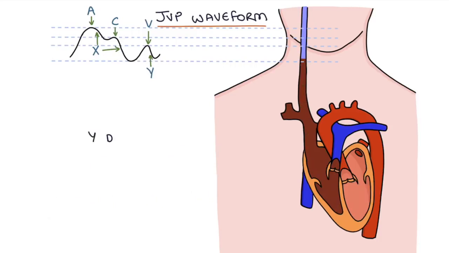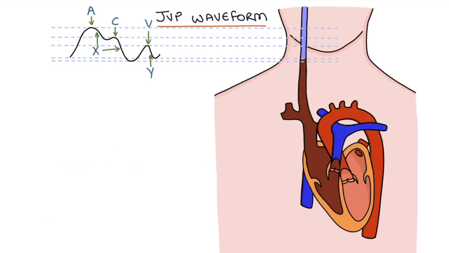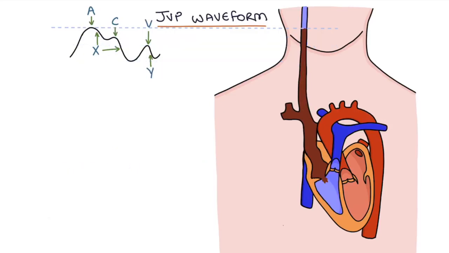And then finally, the Y descent occurs when the tricuspid valve opens and all the blood flows from the right atrium into the right ventricle. And this emptying of the right atria causes the JVP to fall. At this point, the whole cycle restarts and the atria contracts and causes an A wave, and so on.